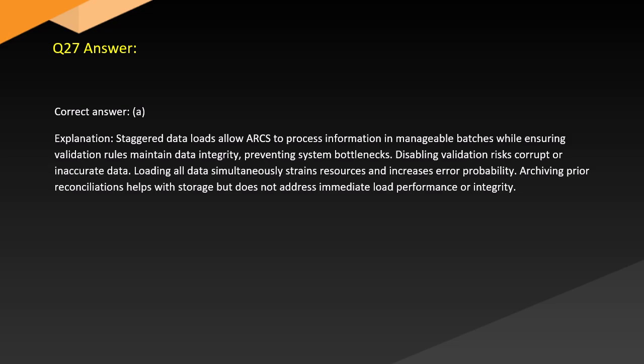Answer. Correct answer: A. Explanation. Staggered data loads allow ARCS to process information in manageable batches while ensuring validation rules maintain data integrity, preventing system bottlenecks. Disabling validation risks corrupt or inaccurate data. Loading all data simultaneously strains resources and increases error probability. Archiving prior reconciliations helps with storage but does not address immediate load performance or integrity.